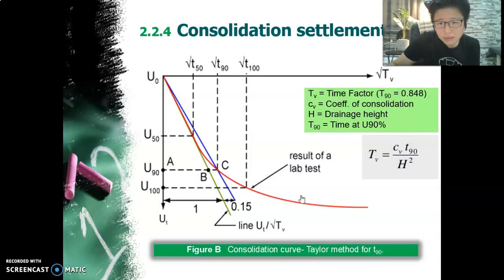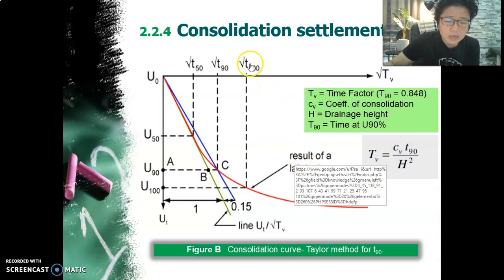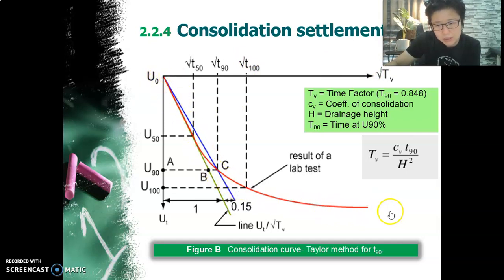The second method that we talk about is Taylor's method. Now, the time is plotted in terms of square root of time. It is no longer on the scale of a log. So when you do that, you find that your curve will become a straight line followed by a sharp curve like this. Right? That's a red line. And in order to determine your T90, to use Taylor's method, we are looking at T90. We are not doing T50 anymore. 90%. The time for 90% of consolidation to have taken place.